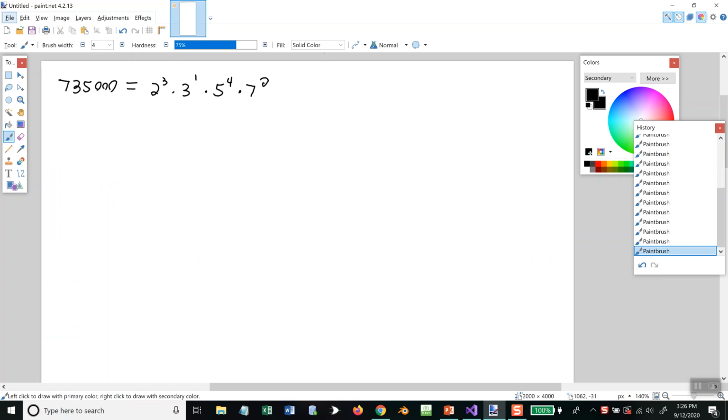Now, let's see. Now, 2 to the third means that it's divisible by 2 to the 0, 2 to the first, 2 squared, or 2 to the third. So it's 4 possibilities. 3 to the first means it's divisible by 3 to the 0 and 3 to the first.